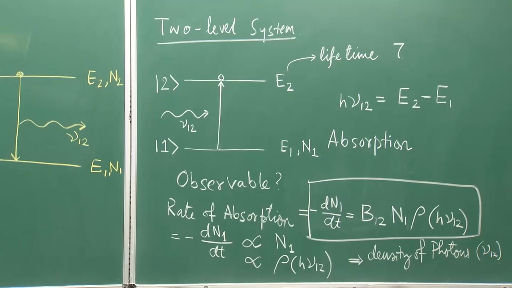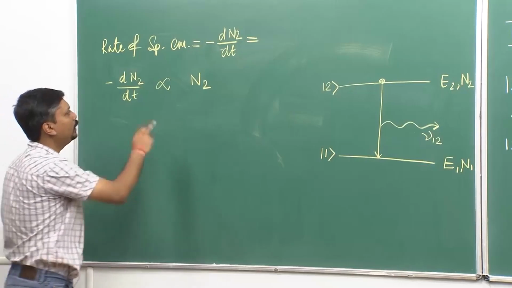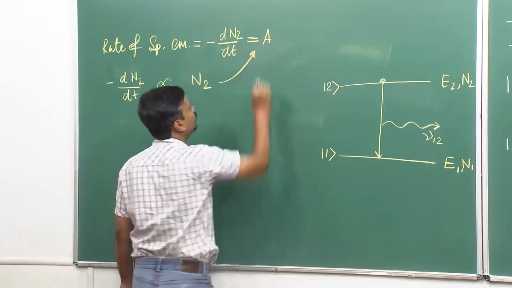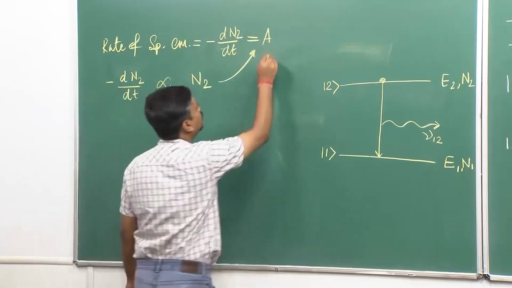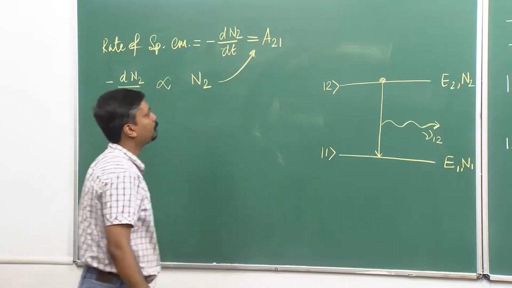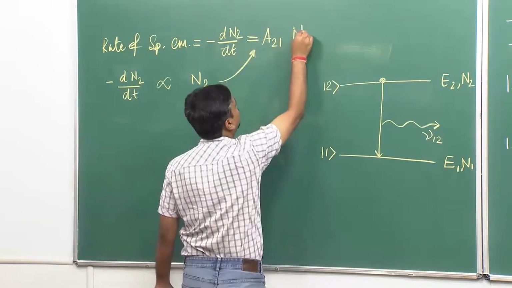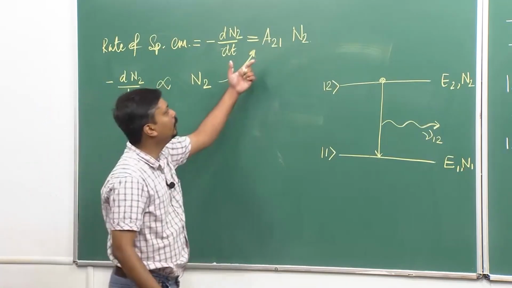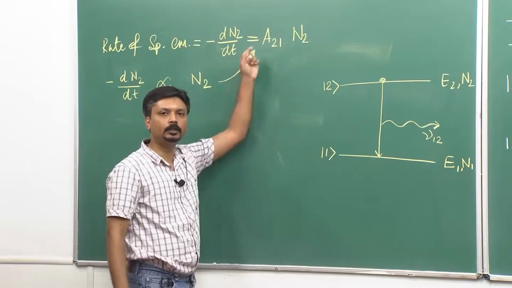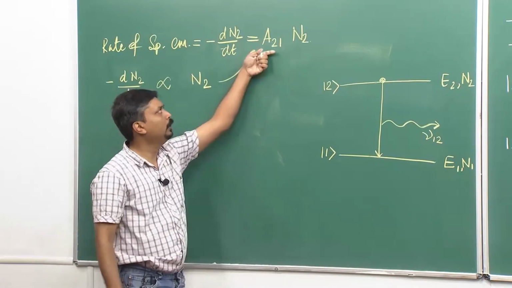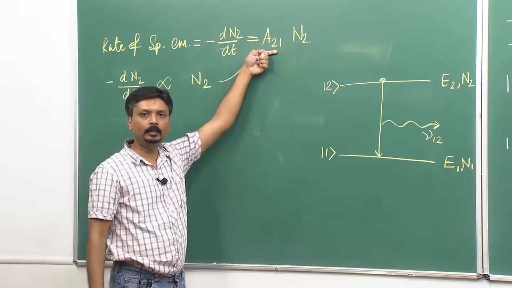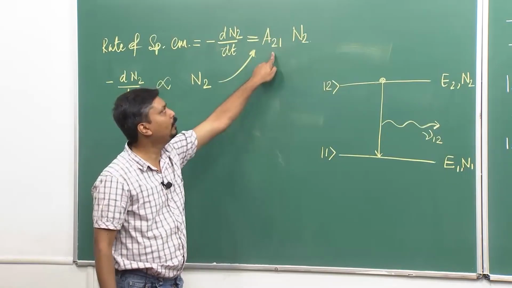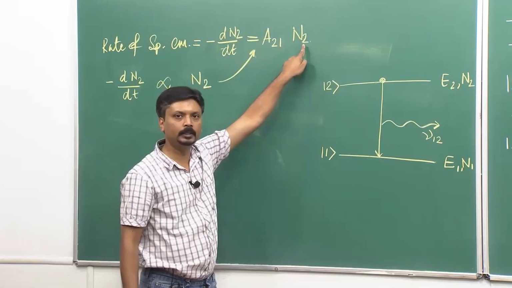So, I can go from this proportionality to the equality by putting some constant, and let us call it A21, multiplied by N2. If you see the notations that we are using all the time, it denotes from which state to which state. If you are looking at A21, you would be able to tell that it is a process involving a transition from state 2 to state 1. And you have the corresponding N2, which is the population at state 2.